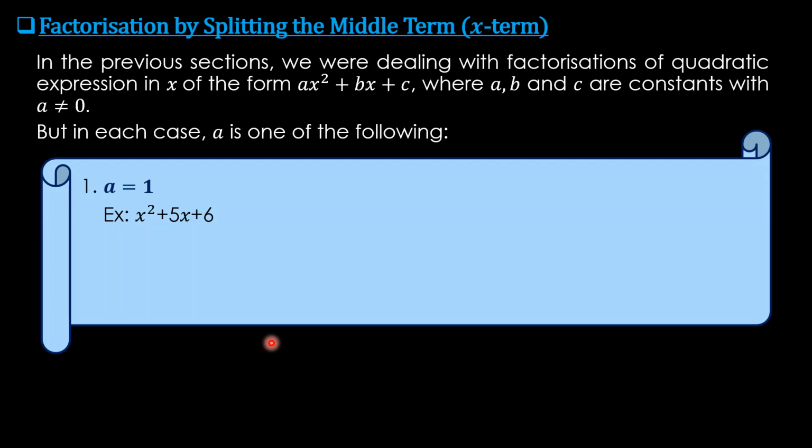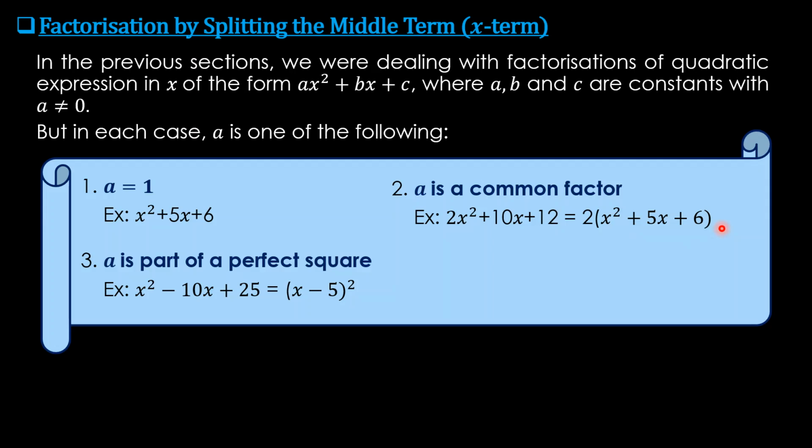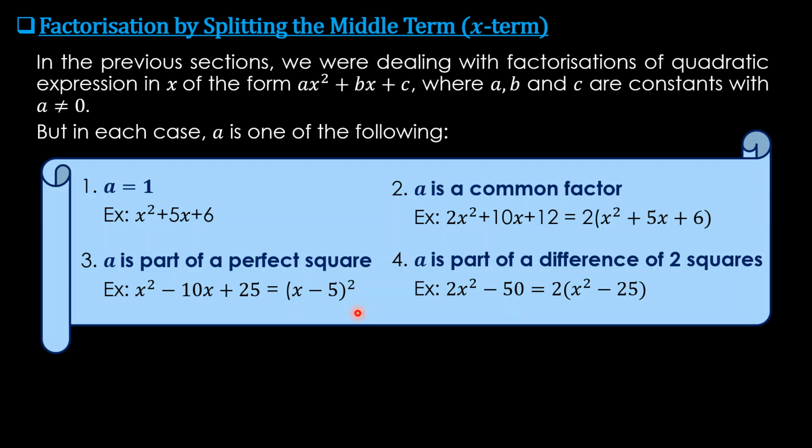Either this case, or a is a common factor like this, 2x² + 10x + 12. We can take 2 out as a common factor, so x² + 5x + 6. Or a is part of a perfect square like x² − 10x + 25, which can be written as (x − 5)². Or a is part of a difference of two squares, 2x² − 50. We can take 2 out as a common factor, and then x² − 25, which is x² − 5².